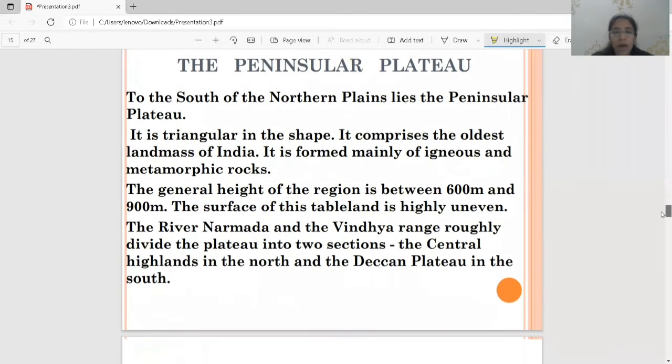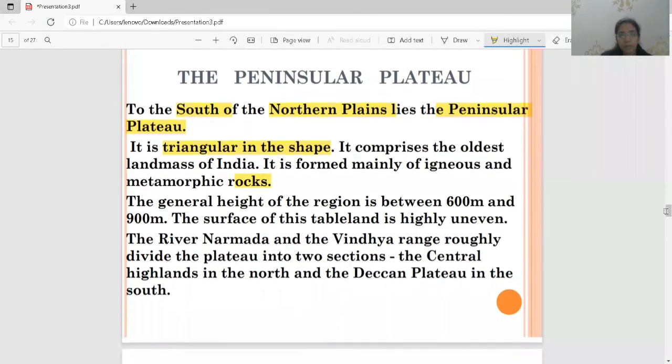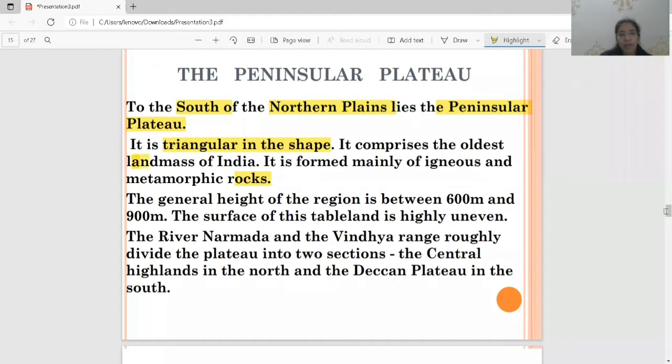Now, if I talk about the peninsular plateau, to the south of your northern plains lies your peninsular plateau. It is triangular in shape. You've seen it, triangular in shape. It is the oldest landmass. It comprises igneous and metamorphic rocks. These peninsular plateaus are formed due to igneous and metamorphic rocks.